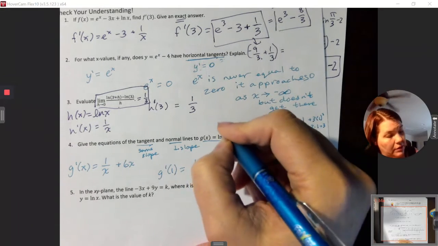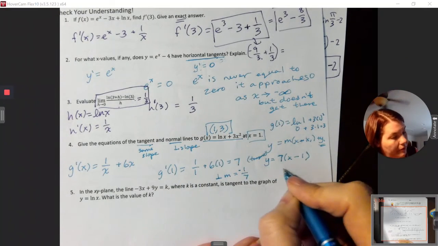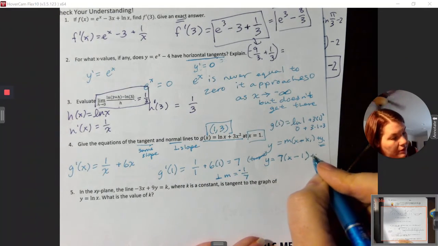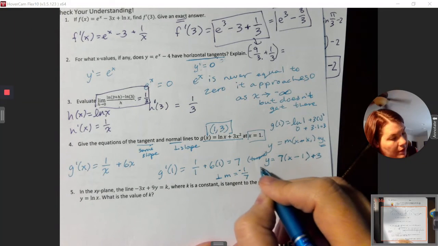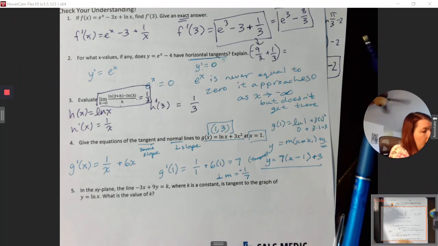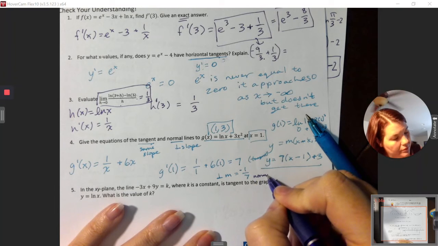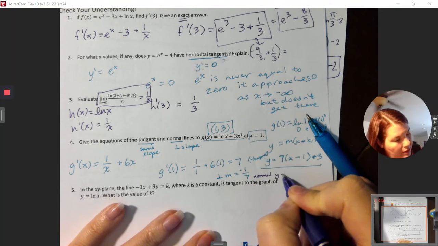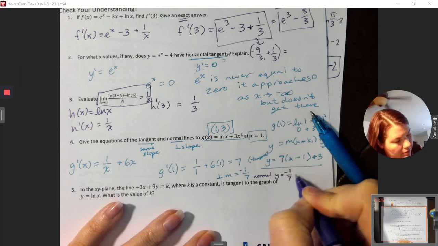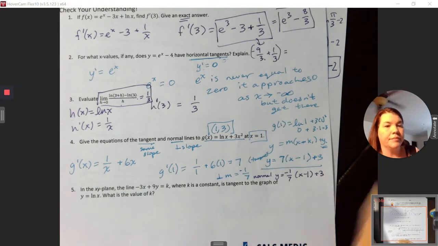So I need the point. It's (1, 3), the point I forgot to find. Okay, so plus 3. There's my tangent line. And my normal line will be y equals negative 1/7 times (x minus 1) plus 3. And that's it.